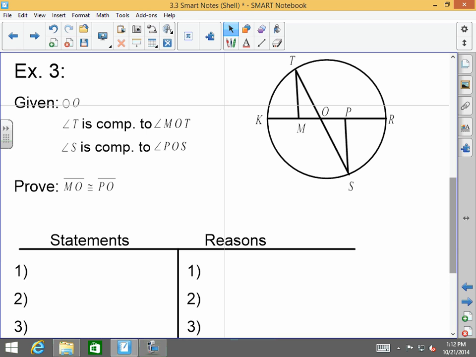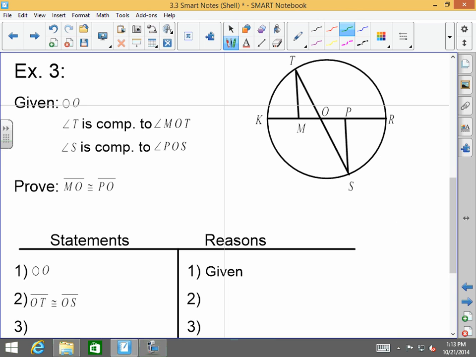Again, circle O is given. We also have that angle T is complementary to angle MOT, and we also have that angle S is complementary to POS. So, circle O is given. There's not much I can do from here, so I'm going to go ahead and say that OT is congruent to OS. Why? Why would OT be congruent to OS?